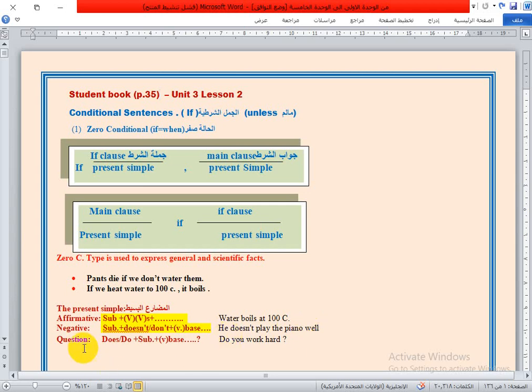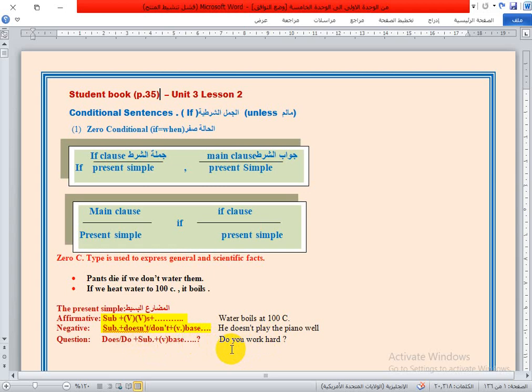In the question form of the present simple, we put do or does at the beginning, then the subject, then verb base, then complement, and we finish our sentence with a question mark. For example, do you work hard? Does he play football every day? Do you write your homework?